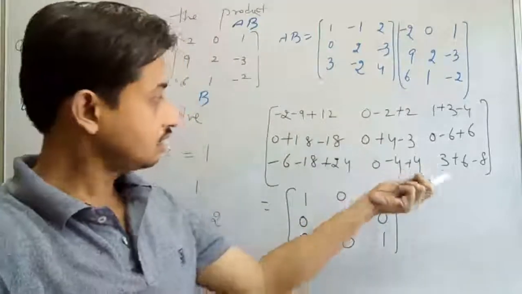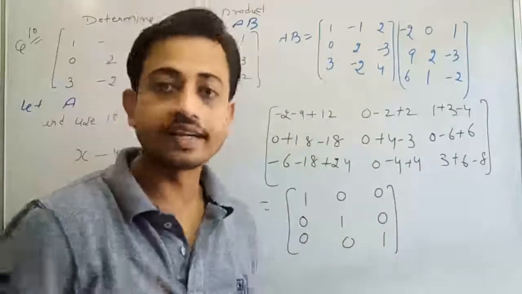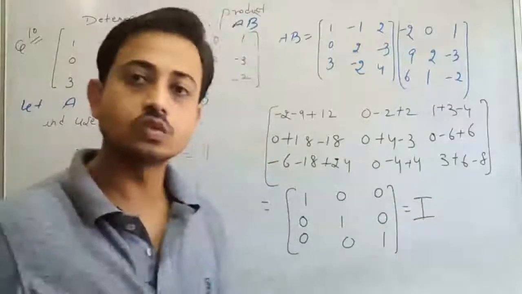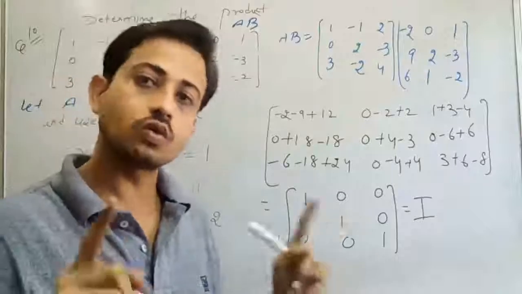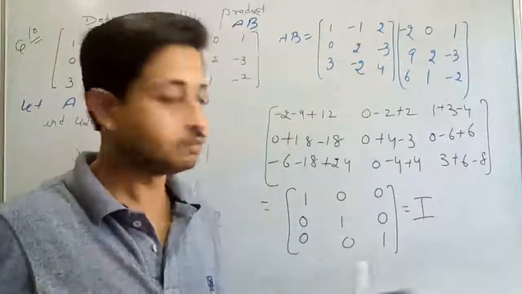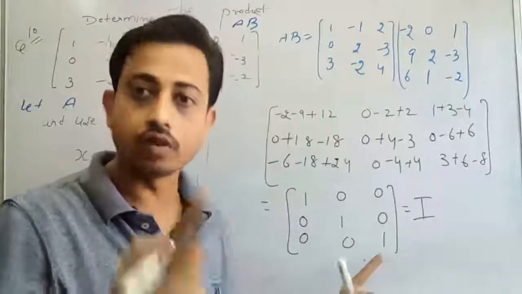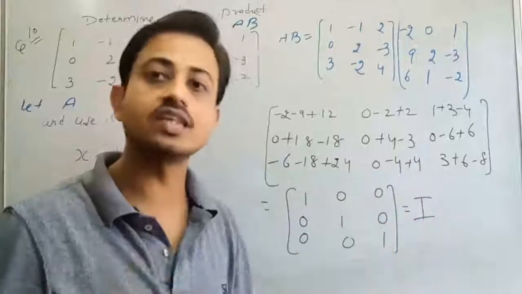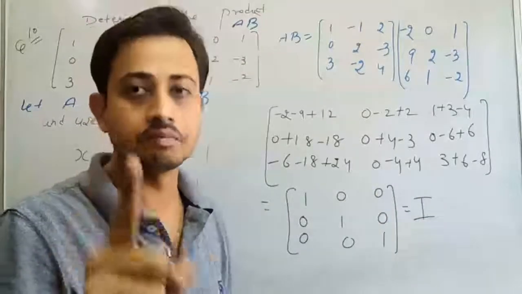So in this question you got an identity matrix. This is what? This is the identity matrix. So in the next question, number 11, you also get an identity matrix, but not exactly an identity matrix. You get a multiple of the identity matrix. It means you can get 2 into I, 4 into I, 6 into I, 7 into I, 18 into I. But definitely you get an identity matrix.